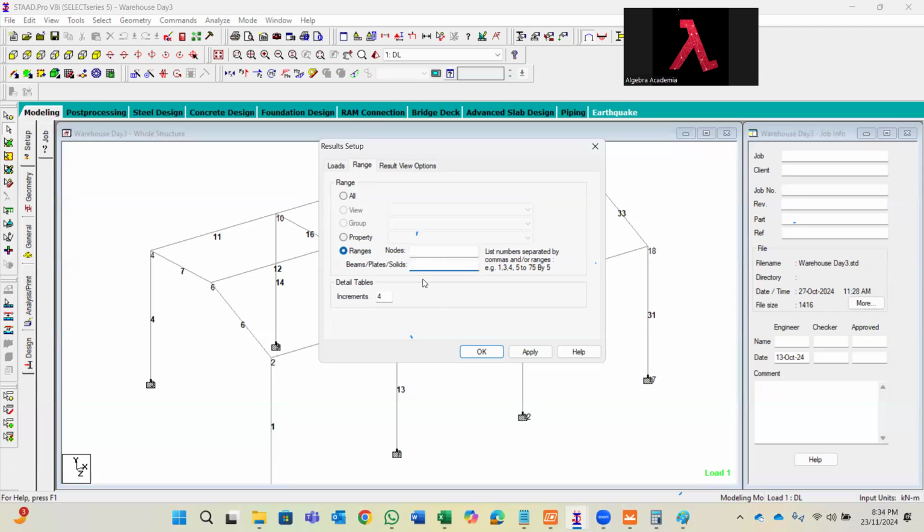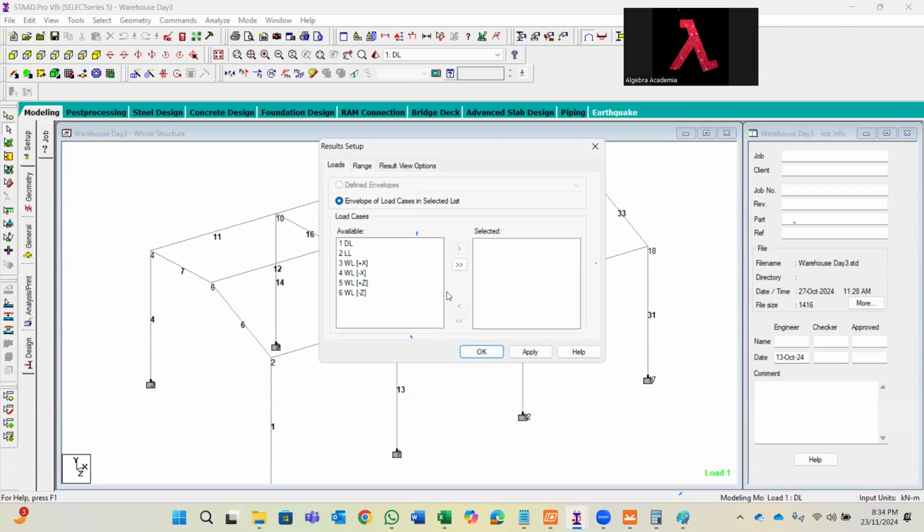Then the beam number is 6. Okay, I told you, right? Because when you want to extract the beam forces summary, you are only concentrating on the beam numbers. Okay, beam. Then the node is 2. Let me just check that.